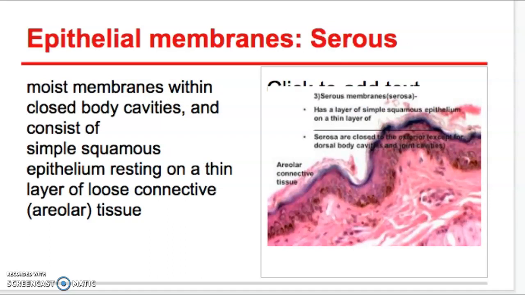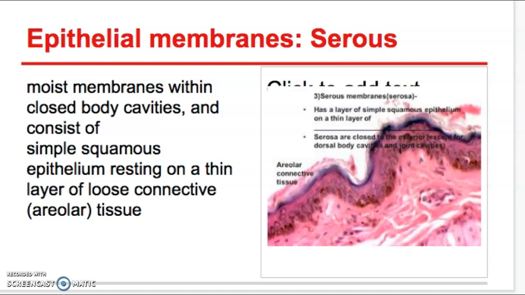Okay, next we have the serous membranes, and the serous membranes are moist membranes that are found within closed body cavities. So in Lab 1, you learned about the pleural cavity and the abdominal pelvic cavity and the pericardial cavity. Those cavities are all lined by serous membranes. And the serous membranes have two layers. There's a layer that's on the organ itself, which is called the visceral membrane, and there's the layer that's on the cavity, and that's the parietal membrane.